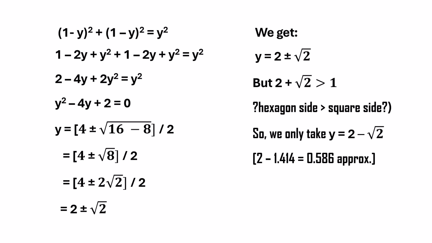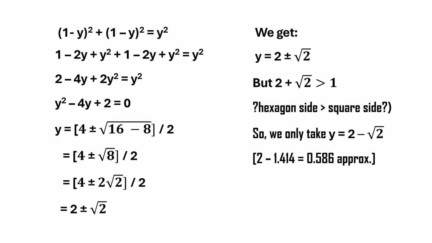Now of the two solutions, 2 plus root 2 and 2 minus root 2, one of them will be invalid. Why? Because 2 plus root 2 will be greater than 1, and the hexagon side would be greater than the side of the square, which is impossible because the hexagon is inside the square. So the side of the hexagon must be less than the side of the square. So 2 plus root 2 would be violating this rule. So we take 2 minus root 2. So the side of the hexagon is 2 minus root 2.